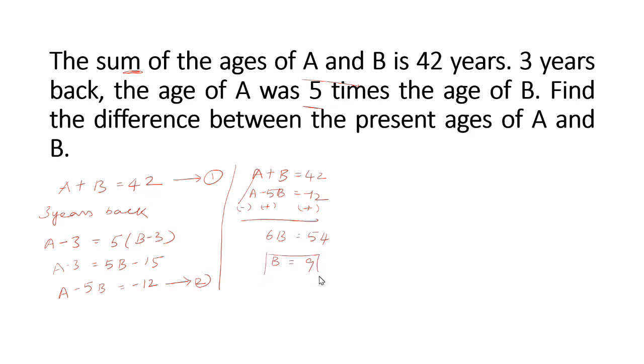Similarly, A is equal to 42 minus B. So 42 minus 9, which is 33 years. And they have asked the difference between the present ages of A and B. So what are the present ages? A minus B is equal to 33 minus 9, that is 24 years.